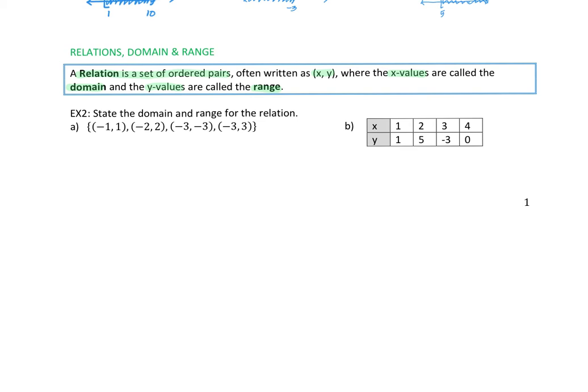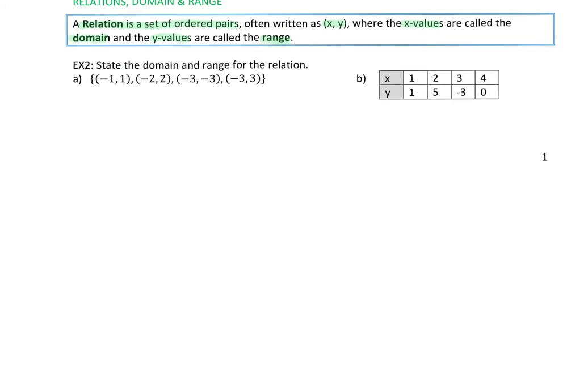Example 2 asks us to state the domain and range for our relation. So if we look at A, this is a relation, it's a set, and it's a set of ordered pairs. So remember, the X values would be your domain, and when we look at each ordered pair, the first element would be my X value. So -1, -2, -3, -3. If I were to list my domain, that would be equal to, it's a set, and I'm just going to list the different X values. So we have a -1, comma, -2, comma, -3.